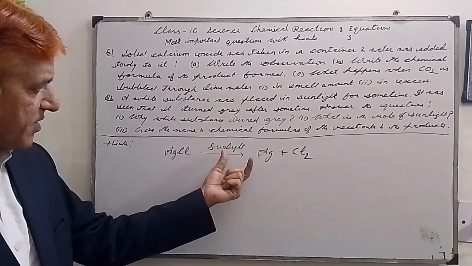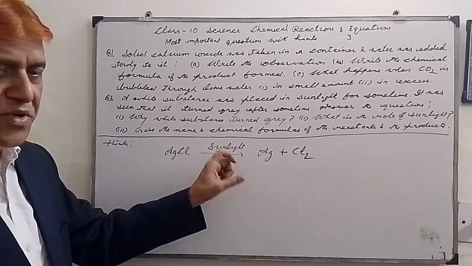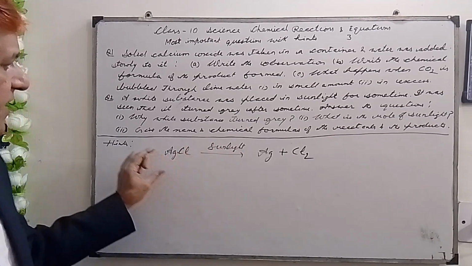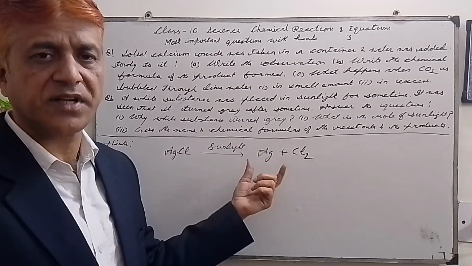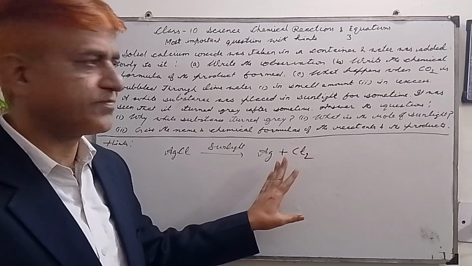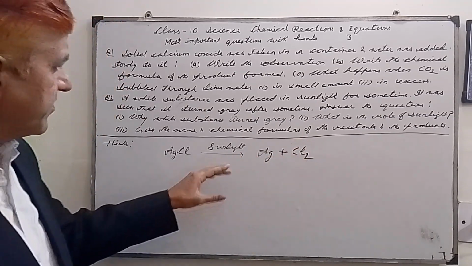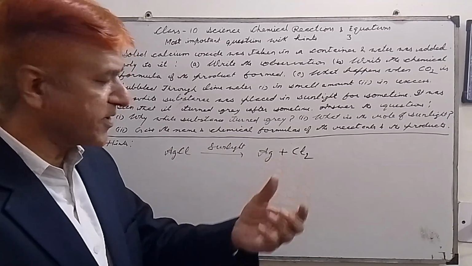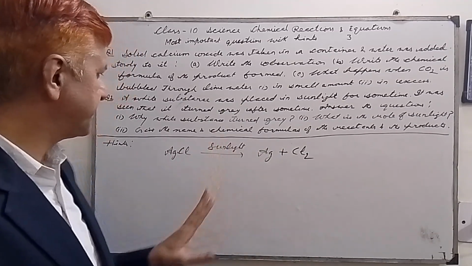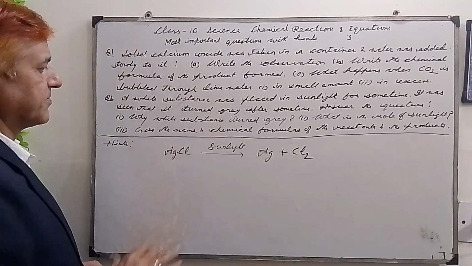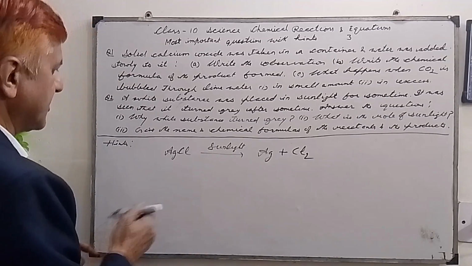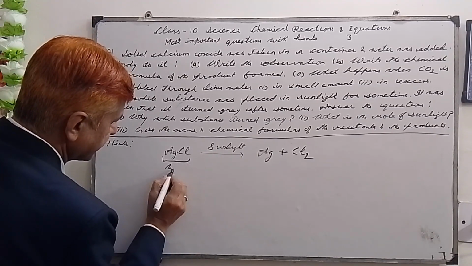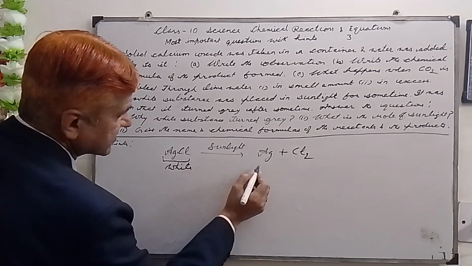My dear students, please remember this reaction. And how to remember, I have told you the way: repeatedly writing the same reaction 10 times, 20 times, 30 times. This way the reaction will get printed in your brain. So this is the reaction. This is white in color and this is gray.